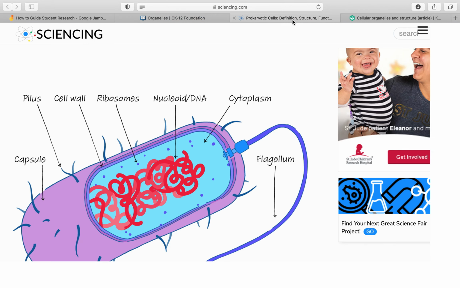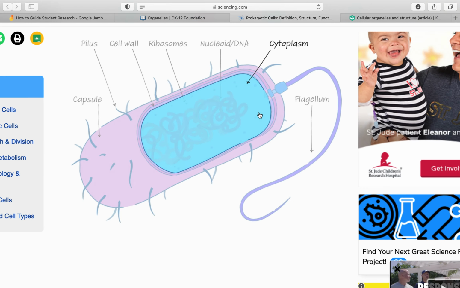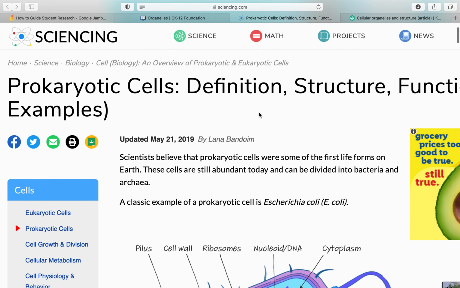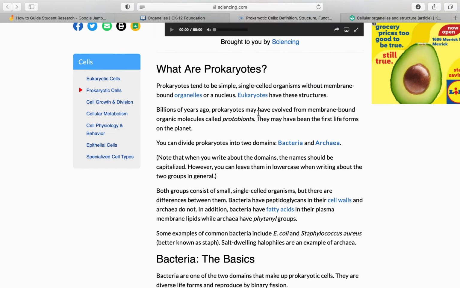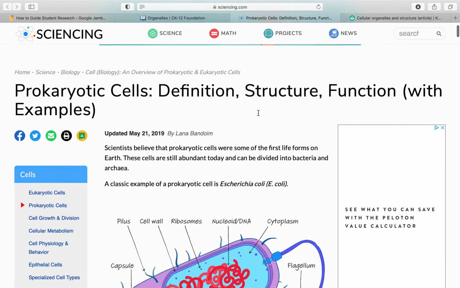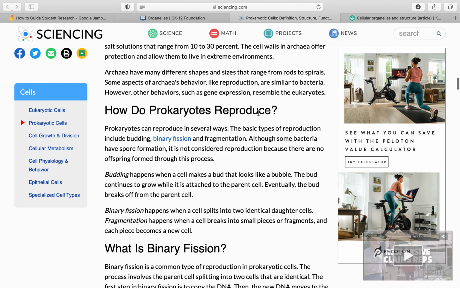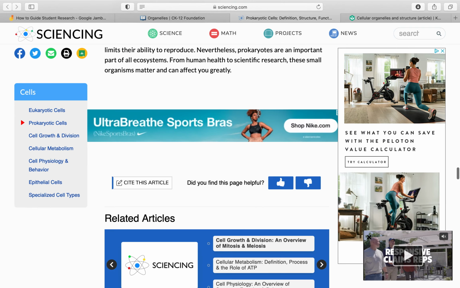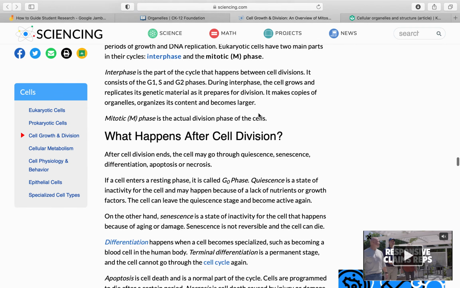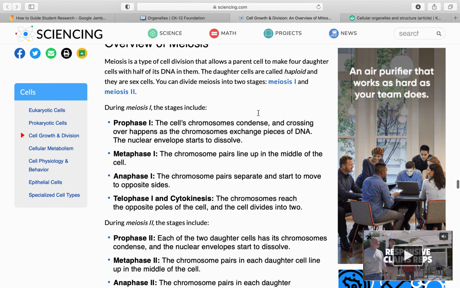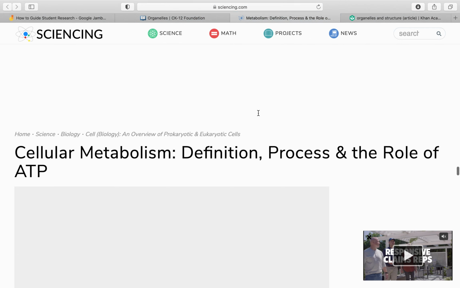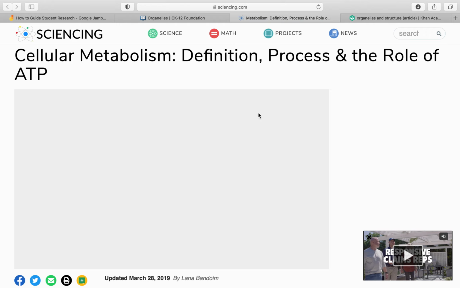So the medium level resource looks like this. It is from sciencing.com, and they have all these different paragraphs. Okay, so over here they talk about prokaryotic cells. There's also a section where they talk about eukaryotic cells. And there's a lot of information here. So it does have visuals, okay? It does have bullet points, but it's a little bit more dense, and it's for students who want a little bit more information than the first link, which is approachable.